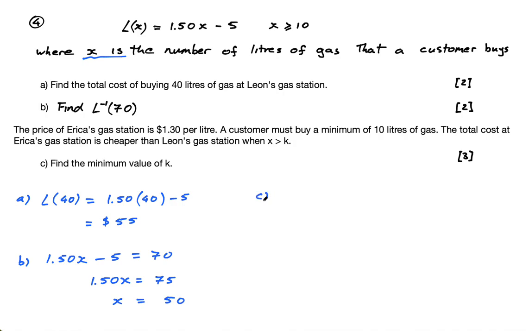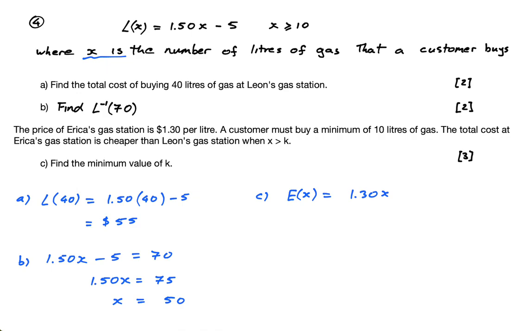Okay, finally, the price of Erica's gas station is $1.30 per liter. A customer must buy a minimum of 10 liters of gas. The total cost at Erica's gas station is cheaper than Leon's gas station when x is greater than k. Find the minimum value of k. So her function, Erica's function, let's call it E of x. That's the cost at Erica's gas station. It's 1.30 per liter, so it's 1.30x. There's no minus 5 here, it's just 1.30x.